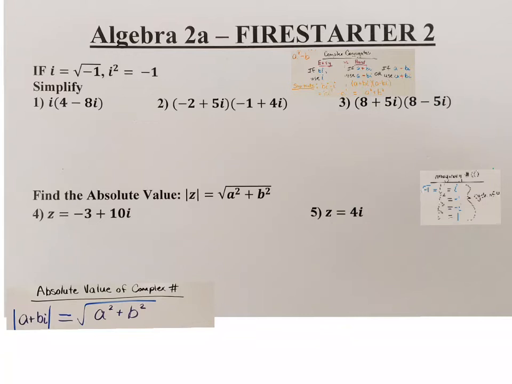So number 1, I have i is a pizza delivery guy. He's going to distribute over to 4. He's going to go over to -8i, so I get 4i. i times -8i is minus 8i, and i times i is i squared. Now hopefully I remember that i squared is -1, and it says it right here. So i squared is actually -1.